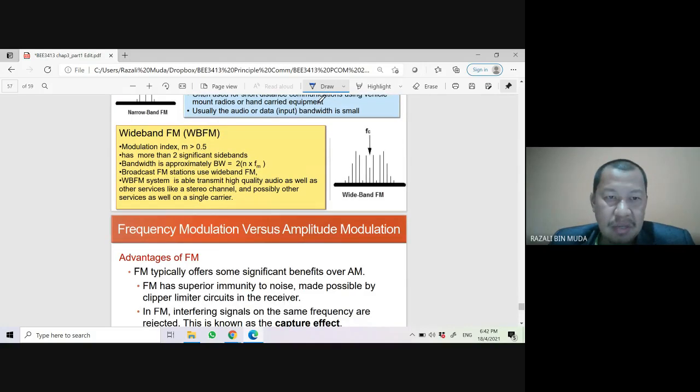The second one is WFM, wideband FM. Modulation index more than 0.5 has more than two significant sidebands like this. You know, if M is bigger, then we have more sidebands. Broadcast FM stations use wideband FM. Wideband FM system is able to transmit high quality audio as well as other services like stereo channel and possibly other services on a single carrier. Because the bandwidth is high, it can send high quality audio as well as other services.